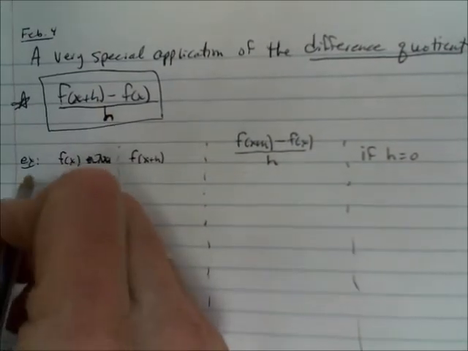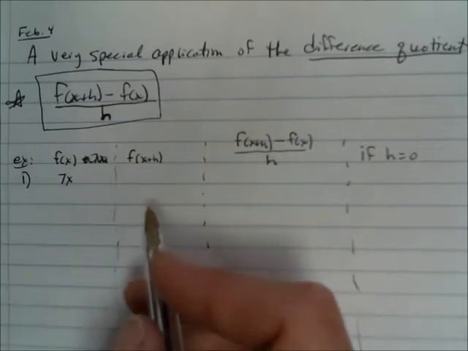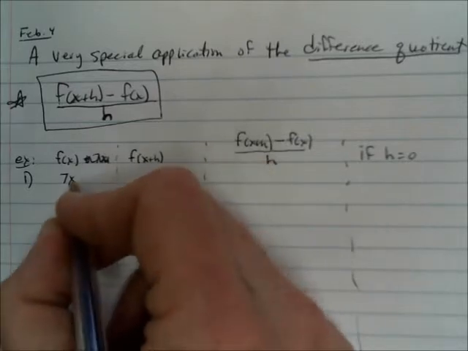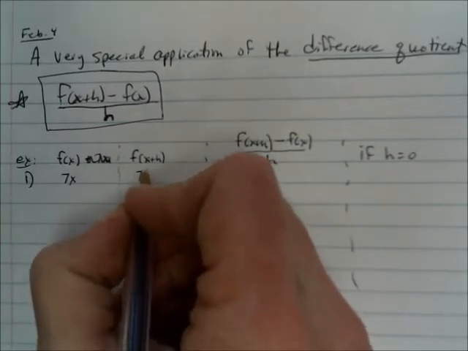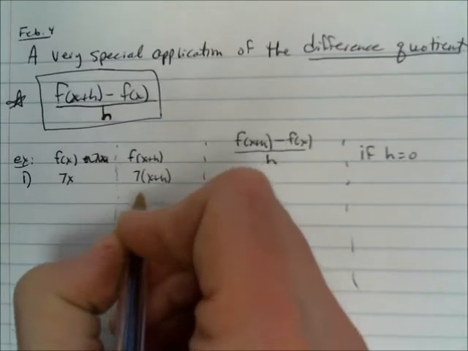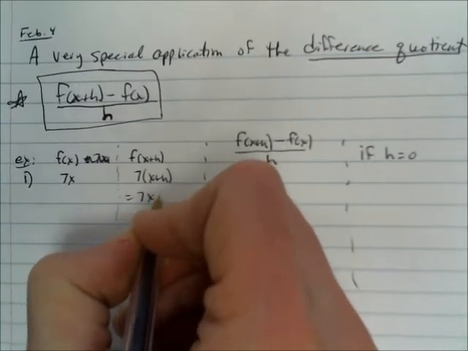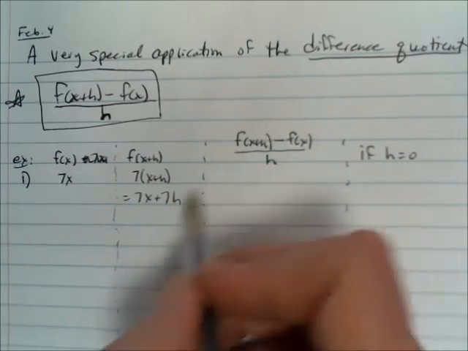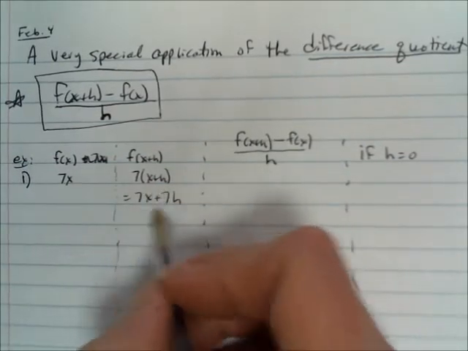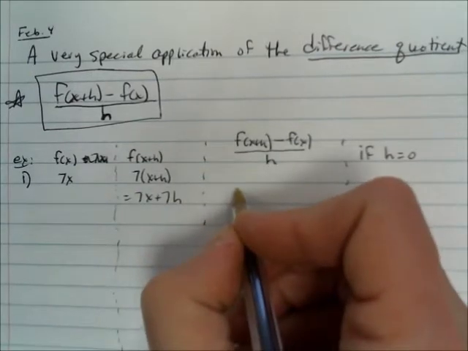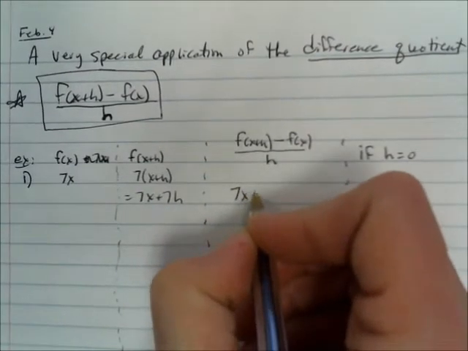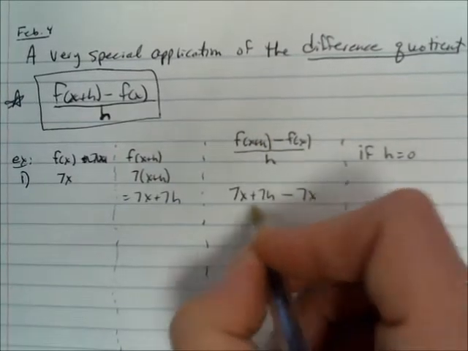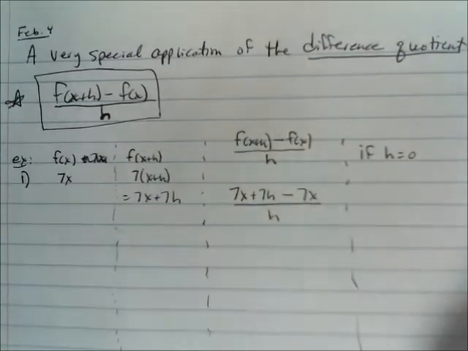So let's start with this example number 1. Let's say f of x equals 7x. Well, f of x plus h, you're just substituting x plus h in for that x, and it's 7 times x plus h, which is equal to 7x plus 7h. The next column, if I want to do f of x plus h minus f of x, I do the second column minus the first column, which is 7x plus 7h, that term, minus 7x. And we're going to divide this whole thing by h.